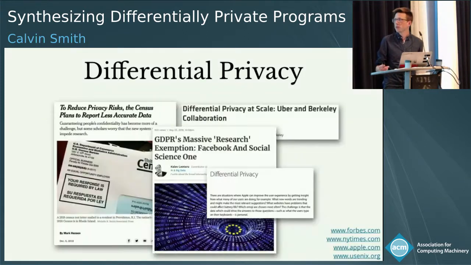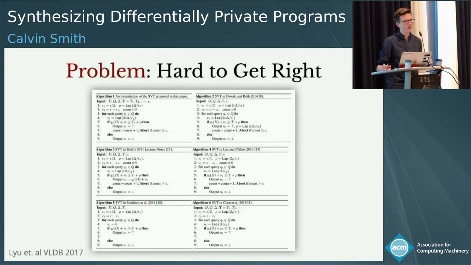Now, I don't know if y'all have heard the news, but a lot of people like differential privacy, including Apple, Google, and the US Census Bureau. So there's definitely a lot of people that would like to use differential privacy, but there are some issues with this. Namely, differential privacy is difficult to get right, even for experts.